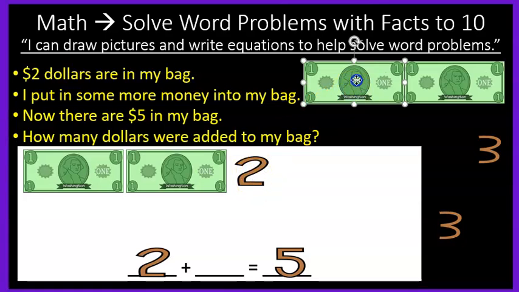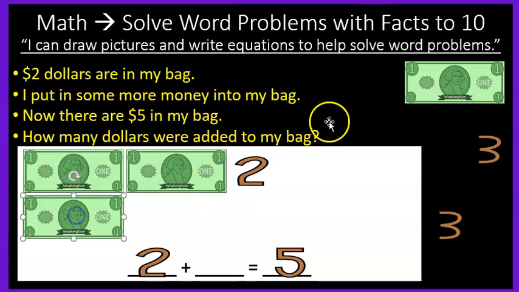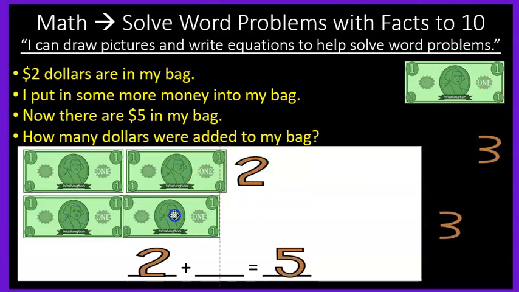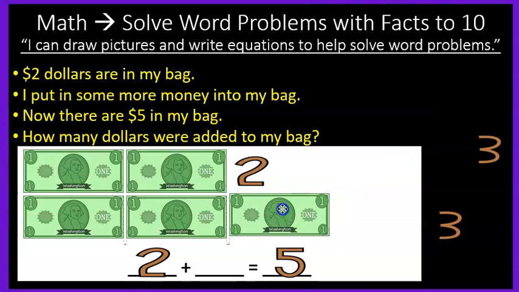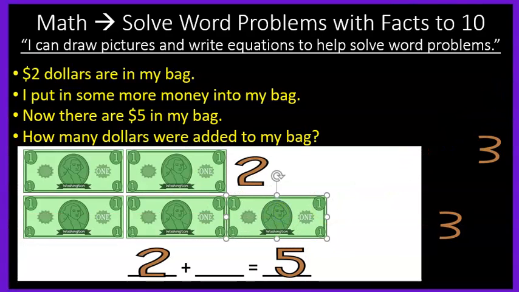2, 3, 4, 5. Now look at that, boys and girls. We got our pictures now there. We started at 2. We stopped at 5. Now look. How many dollars are here? Let's count them. 1, 2, 3.